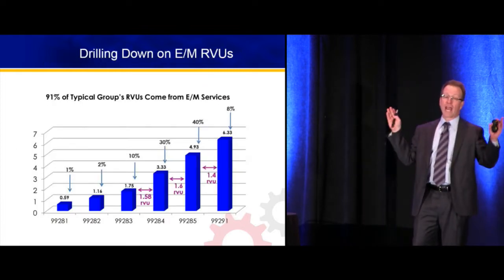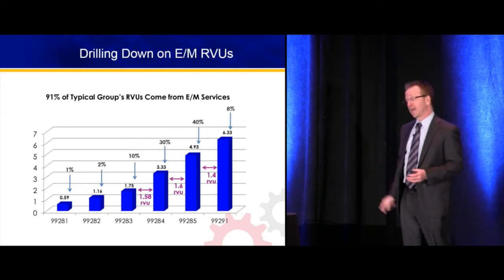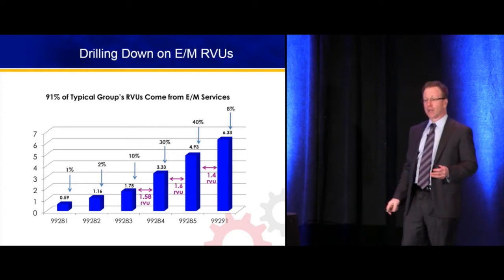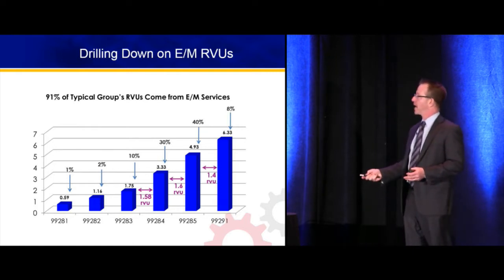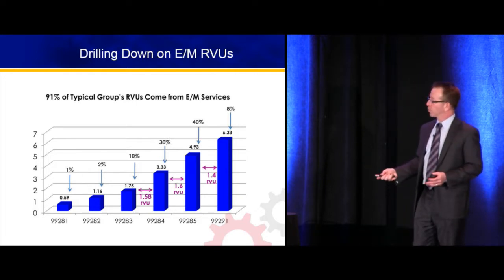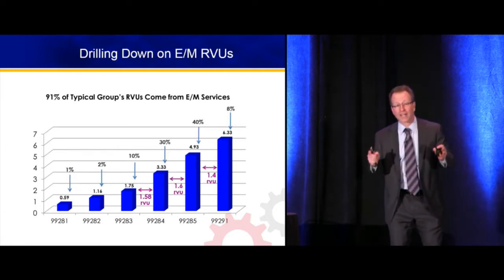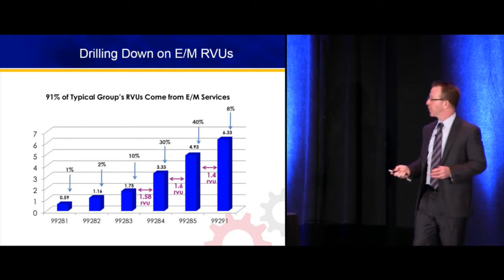So since 81% of the RVUs, and all the way up to 91%, end up in just six codes, let's spend some time understanding them. Critical care, 99291, 8% of a typical ED doc's RVUs coming from 99291. Now let's break down that 81 through 85. 40% of your RVUs come from just one code, 99285.